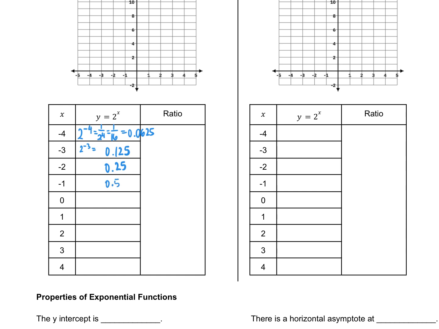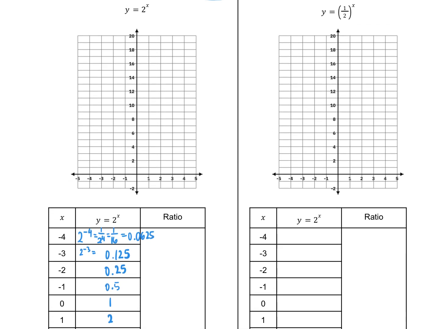2 to the power of 0, or anything to the power of 0, is 1. 2 to the power of 1 is 2. 2 to the power of 2 is 4. 2 to the power of 3 is 8. And 2 to the power of 4 is 16. Okay, so I'm going to go ahead and plot these points.